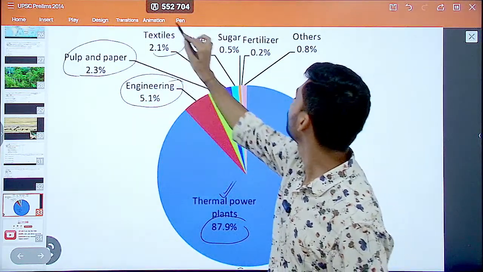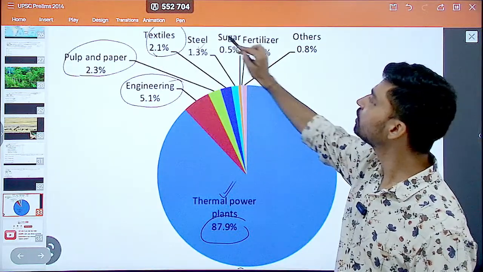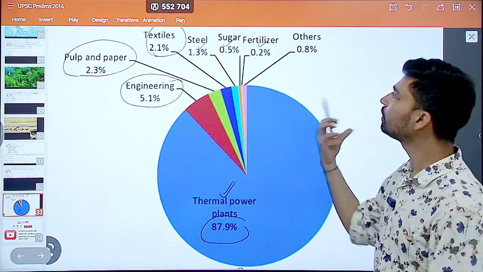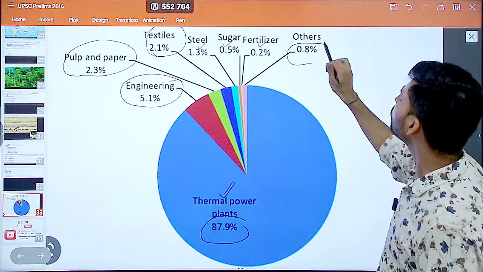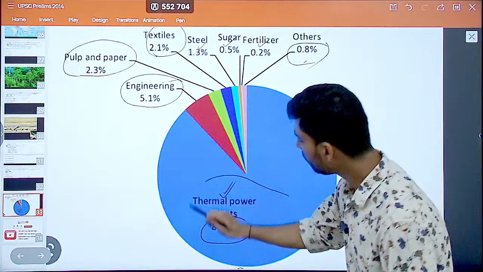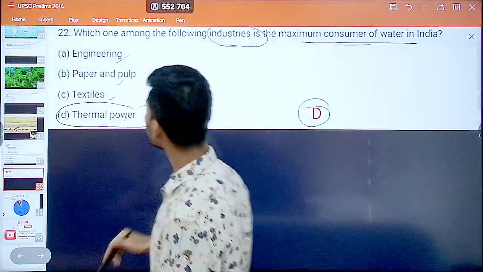Textile consumes 2.1%, and then you have the other industries such as the steel industry, sugar industry, fertilizer industry, which consume the other remaining percentage, and then all the other industries that you have heard about consume just 0.8% of the total water supply. That is why thermal power plants are the maximum consumer of water in India.